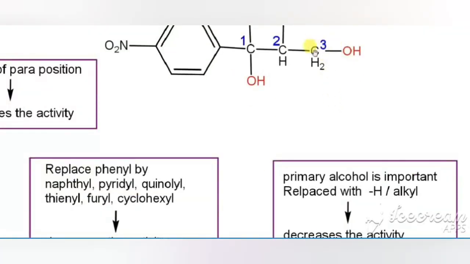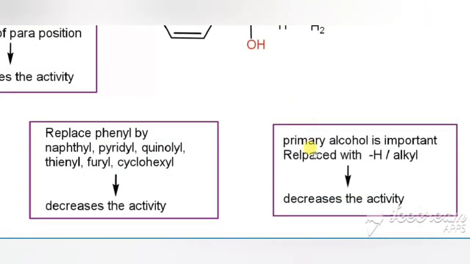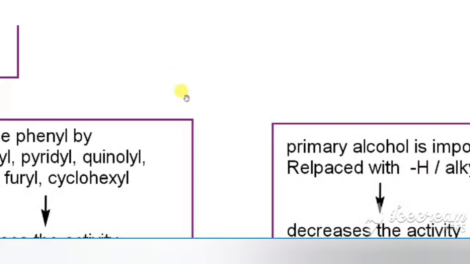Now here we have a primary alcohol, CH2OH. This primary alcohol is very important. If it is replaced by hydrogen, alkyl or a secondary alcohol, the activity would be reduced. So that's all about the SAR of chloramphenicol.